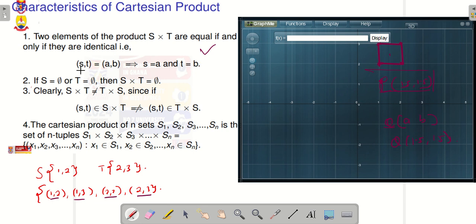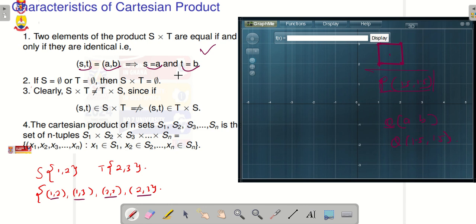So we are saying that the only way (S, T) can be equal to (A, B) is when S is equal to A and T is also equal to B. So that is one characteristic of the Cartesian product.